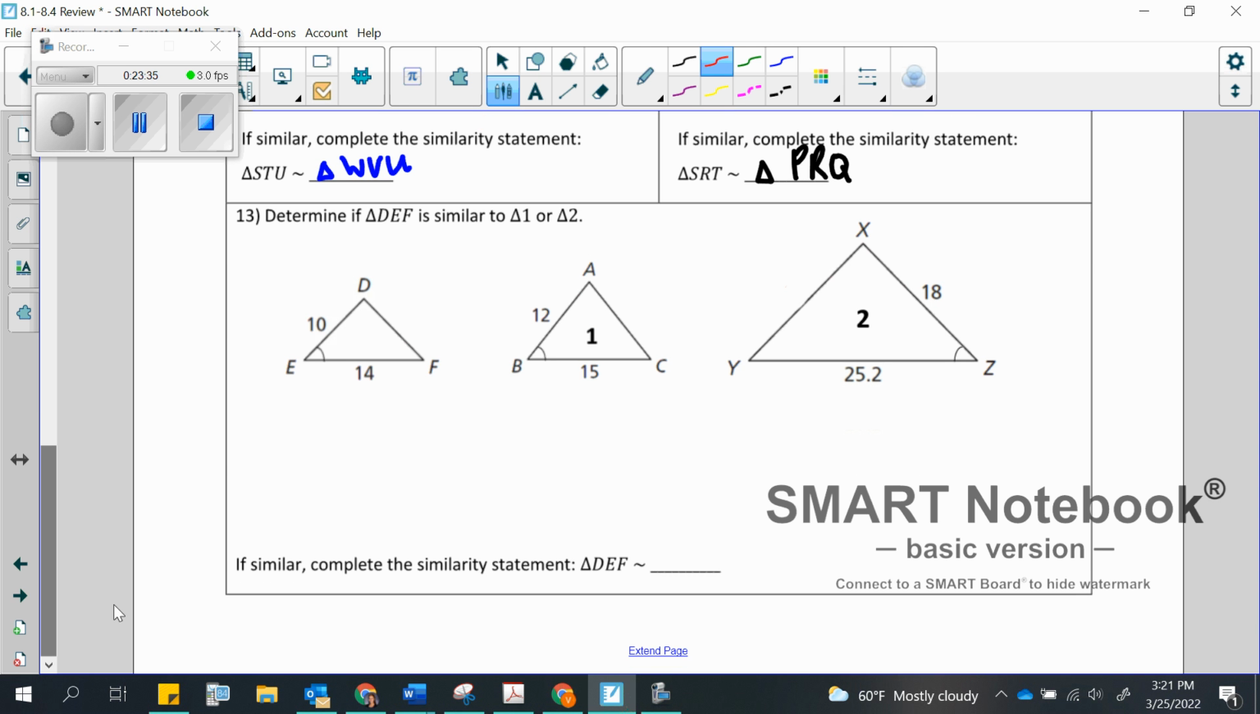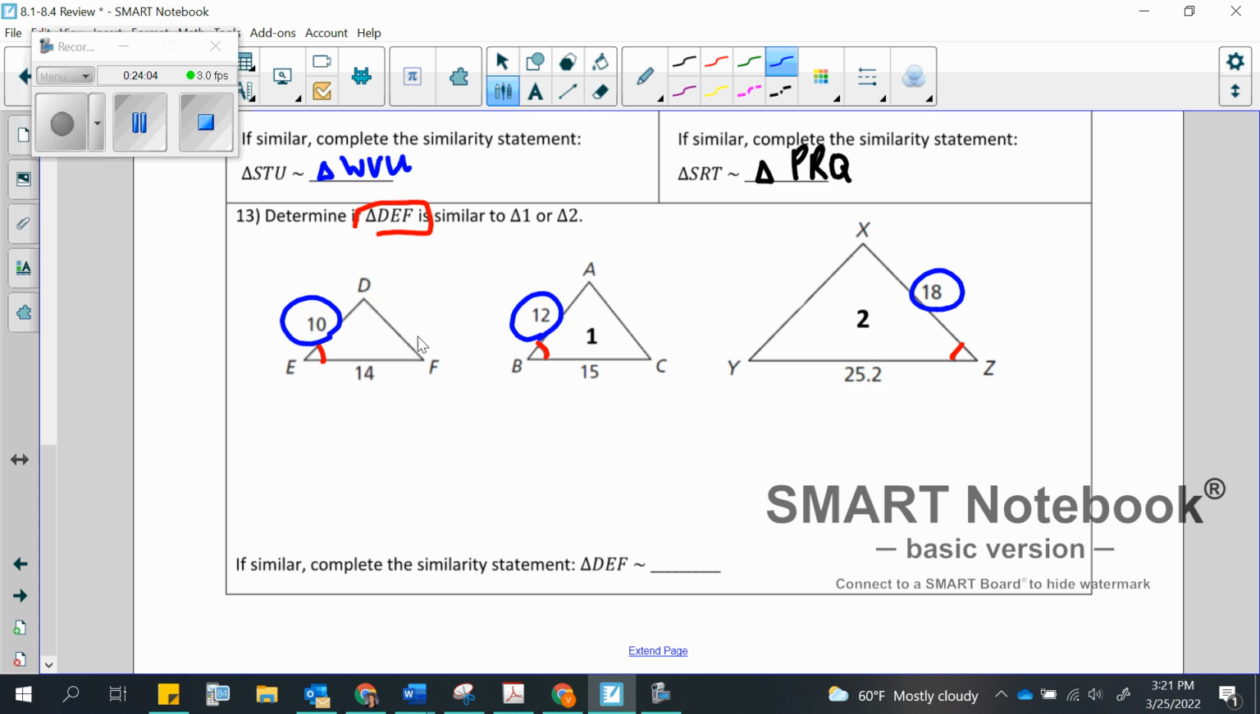13. So kind of the same idea. Determine if triangle DEF is similar to 1, 2, or both. So we have our angle here. So all of them share that angle. So we're going to be looking for, are they similar by side-angle-side similarity? So first off, I'm going to circle all the smallest sides. So this is the smallest side, this is the smallest side, this is the small side.